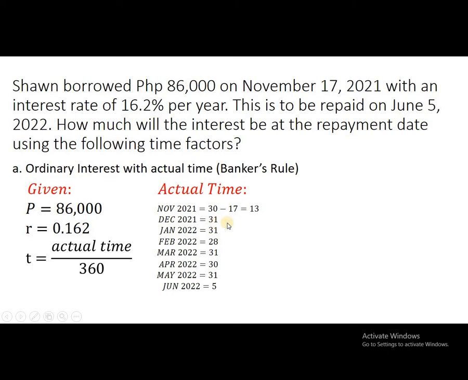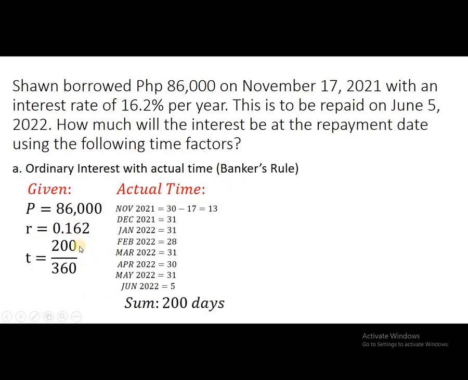December 2021 is 31 days. January 2022 is 31 days. In the month of February, we have 28 days. March is 31 days. April is 30 days. May is 31 days. And in June 2022, we only have 5 days because we end on June 5. The actual time, or the total number of days for these months, would be equal to 200 days. So the time expressed in years would now be equal to 200 over 360.